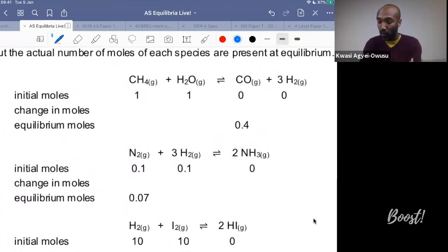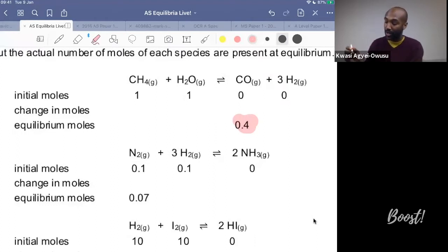Okay, so we're starting off with 1 mole of methane and 1 mole of water, and we don't have any carbon monoxide or hydrogen present at the start. It's also important that we pay attention to the balanced equation and the stoichiometry, so the ratio of moles of the different reactants and products. Okay, so we're told that at equilibrium we've got 0.4 moles of carbon monoxide. Now, you can only form 0.4 moles of carbon monoxide if you've used up the same number of moles of methane or indeed water.